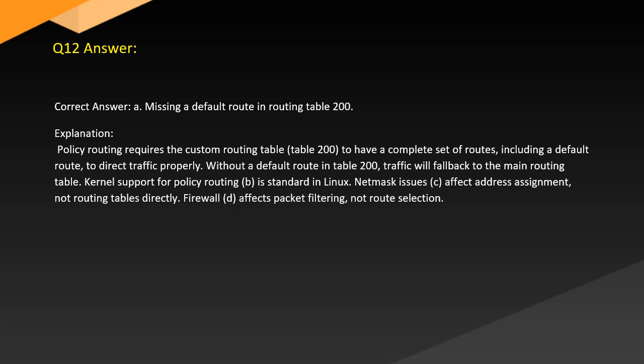Kernel support for policy routing, B, is standard in Linux. Netmask issues, C, affect address assignment, not tables directly. Firewall, D, affects packet filtering, not route selection.